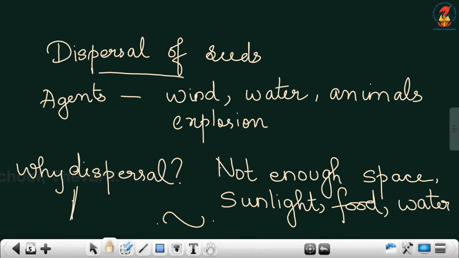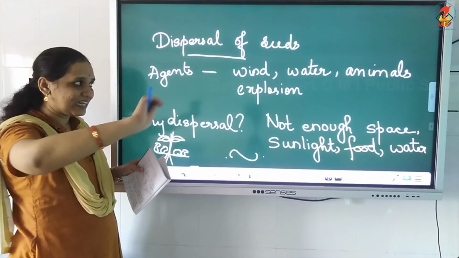Suppose this is the mother plant and all the seeds that are produced are falling here itself. Will it get enough space? No. Will it get enough sunlight? No. Will it get enough food? There will be competition. So, no. Enough water? No. So, it needs to be taken away.